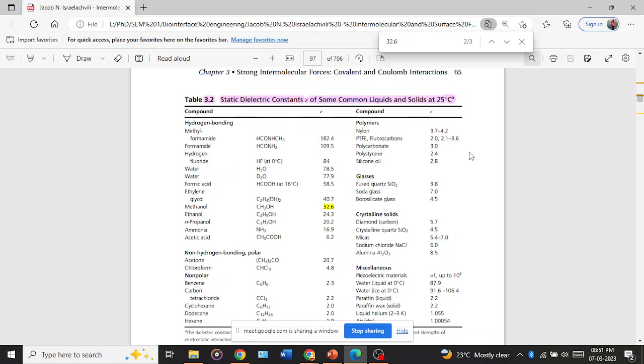Try to remember some of these values so that you don't need to go back to the table every time. For water you can remember it's 78.5. Let me highlight it.